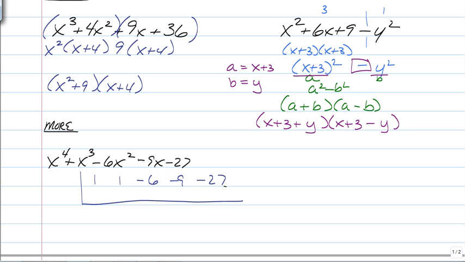Now, once you type it in the calculator, you're going to see that you have a couple of zeros that you can pick. And one of the first ones that's going to jump out to you is either a negative 3 or a 3. Does it matter which one you pick? Of course not. So I'm just going to pick a 3.